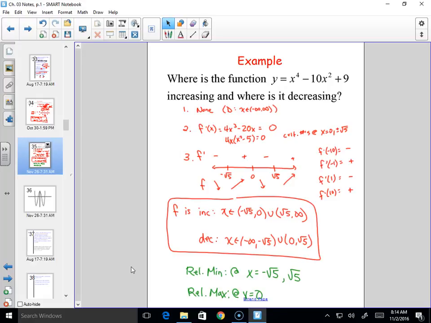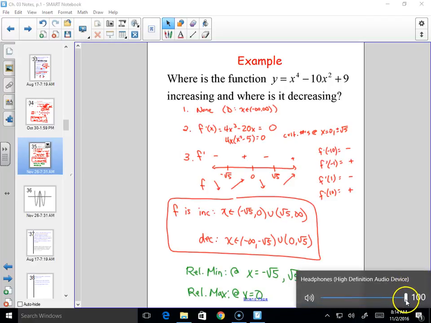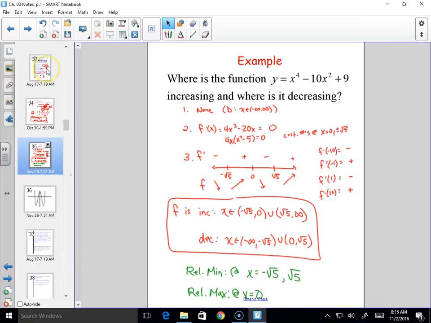Let me quickly make sure my volume is turned up on my computer. Otherwise the recording doesn't work so well. Let me double check my phone's turned up. Perfect.